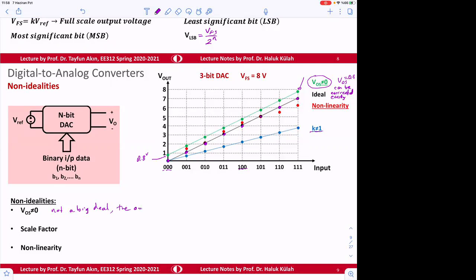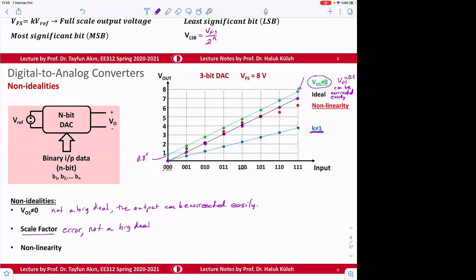The output can be corrected easily. Okay. So scale factor, this is called the scale factor error. The voltage is going maybe in a nicely increasing format, but the amount of the output voltage is less. So that's called scale factor error. Okay. Again, not a big deal.